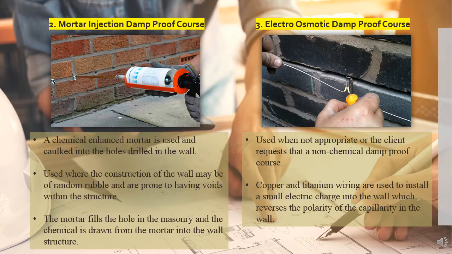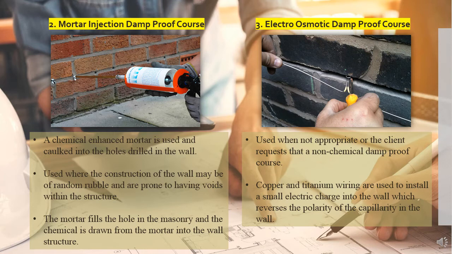Second is mortar injection damp-proof course. This is similar to the use of cream or liquid injected into the wall. Instead of cream or liquid being used, a chemically enhanced mortar is used and coated into the holes drilled in the wall. This is used where the construction of the wall may be of random rubble and prone to having voids within the structure. The mortar fills the hole in the masonry and the chemical is drawn from the mortar into the wall structure to block the rising damp.